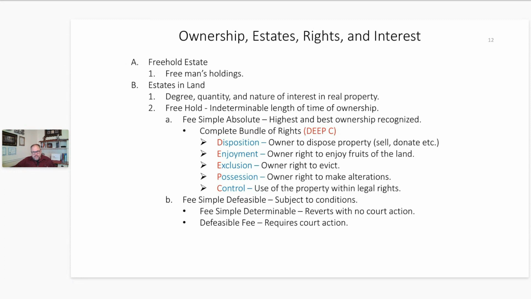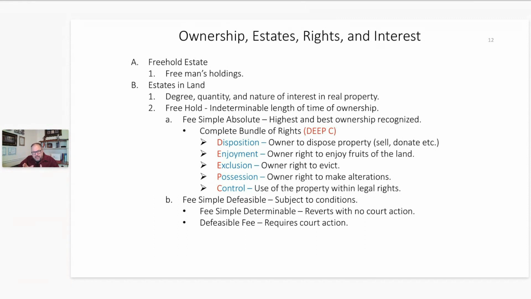And in possession, they can make alterations to it. And in control, they can use the property however they want to, as long as they stay within legal rights. So fee simple absolute: highest and best, recognized by law. DEEPC, great memory aid. You want to make note of that. Disposition, enjoyment, exclusion, possession, and control.